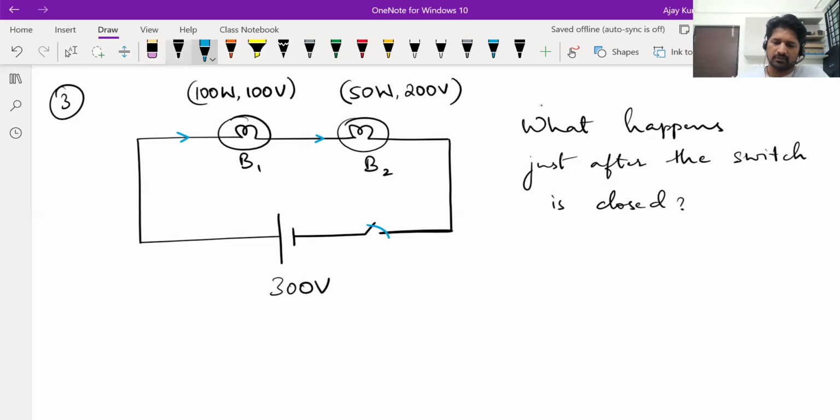Now, Shashank, tell me, since you seem to have done the calculation, what is the ratio of their resistances? 1:2. 1:2?